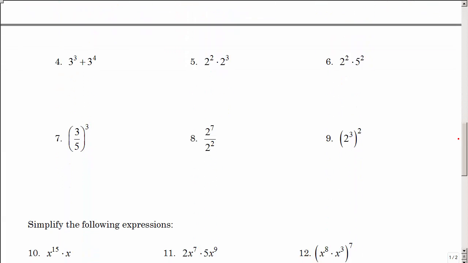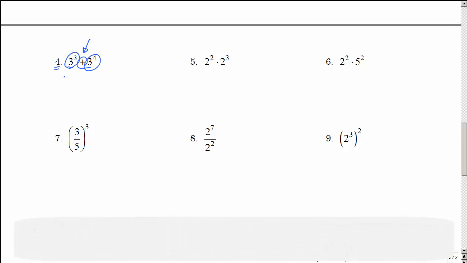Let's look at these next ones. We're still evaluating, meaning I'm getting a number. Now, number 4 is trying to trick you into using some property of exponents that doesn't exist. There's no property, go back and read it, that says if you have the same base with an addition sign. Not one property, and there's not in any other math book, all right? So, we have to go through order of operations. We figure out we're going to do the exponents first and then add.